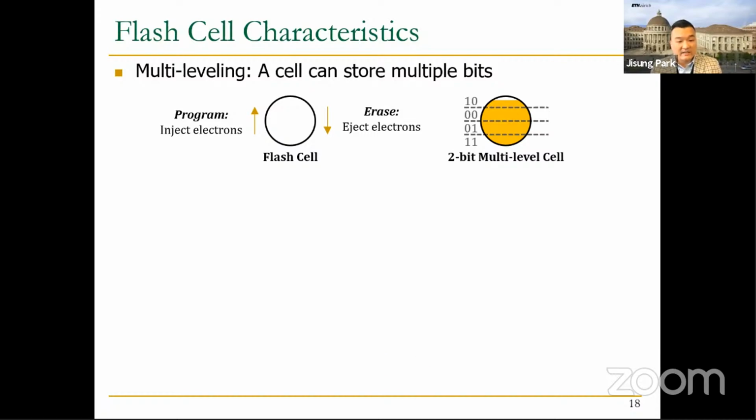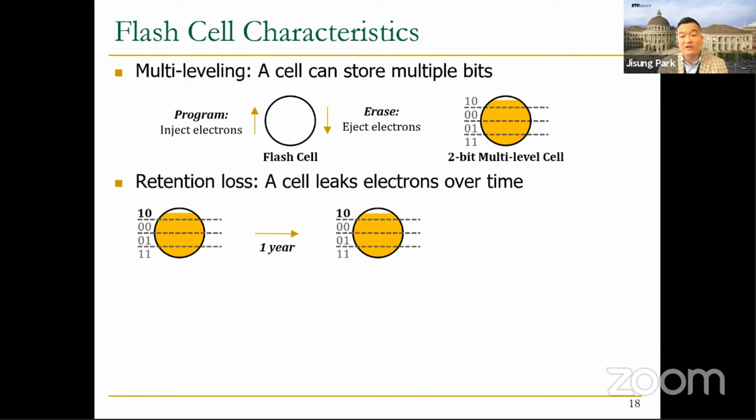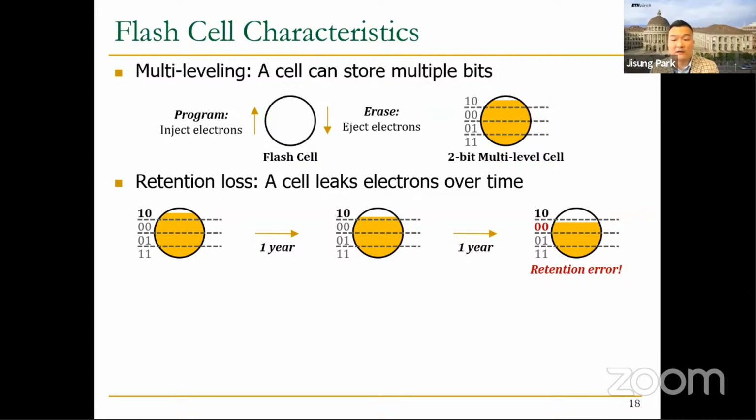And second, ideally, as a non-volatile memory, a flash cell is supposed to be able to keep the charge inside its floating gate without power supply, but unfortunately, it leaks electrons over time, which is commonly called a retention loss. As the figure shows, after a year, the amount of electrons decreases, which in turn decreases the cell's threshold voltage level. And a very long retention time can decrease the threshold voltage even to be lower than the reference voltage, which in turn introduces a retention error in reading the cell.